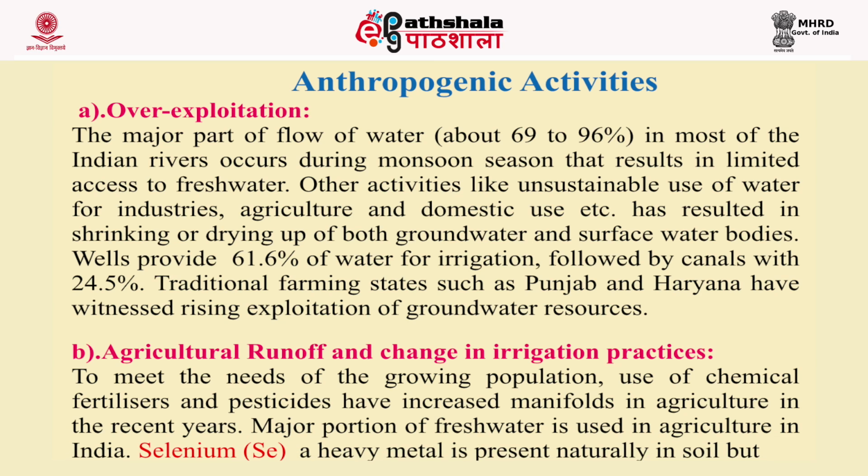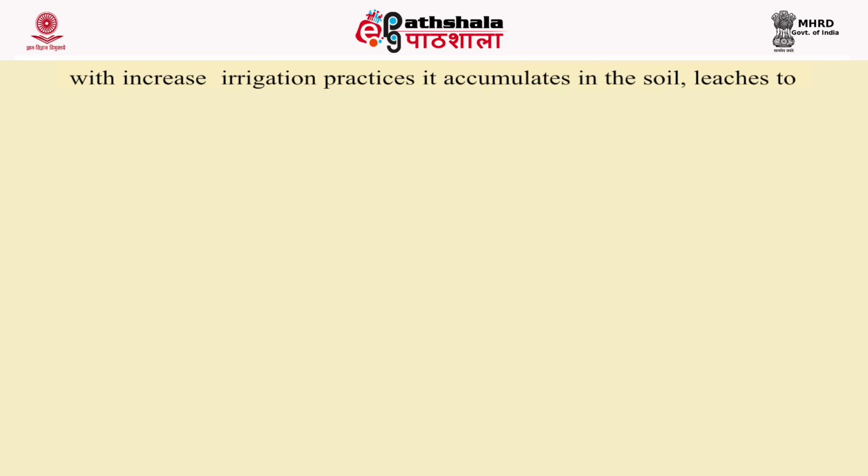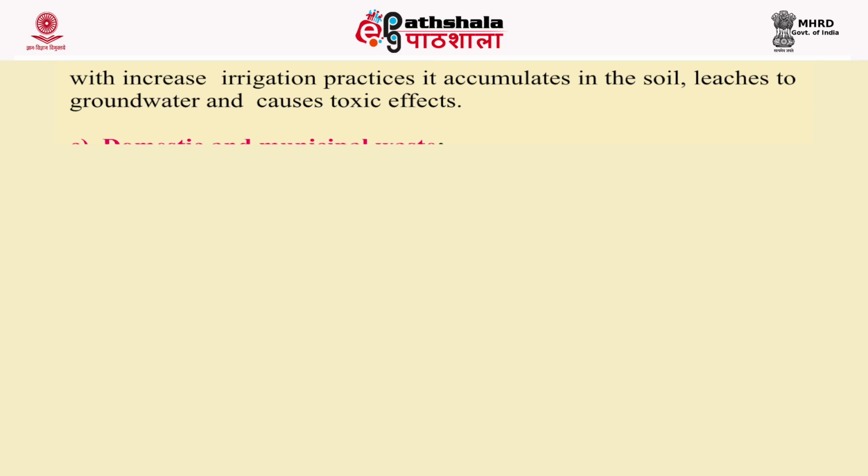Traditional farming states such as Punjab and Haryana have witnessed rising exploitation of groundwater resources. Second factor is agricultural runoff and change in irrigation practices. To meet the needs of the growing population, use of chemical fertilizers and pesticides has increased manifold in agriculture in the recent years. Major portion of fresh water is used in agriculture in India. Selenium, a heavy metal, is present naturally in soil, but with increased irrigation practices, it accumulates in the soil, leaches to groundwater and causes toxic effects.